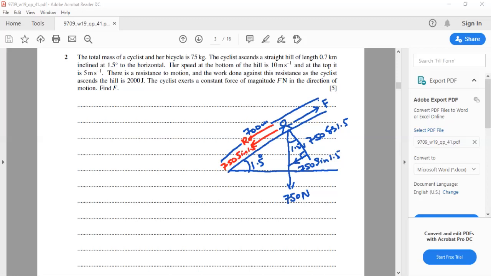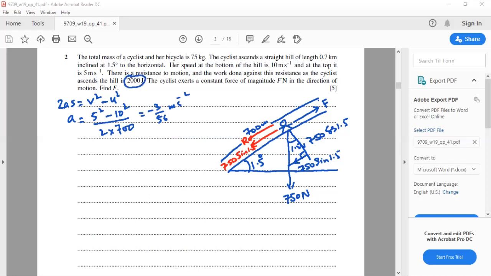First of all, let's go for the acceleration. 2as is equal to v square minus u square. So acceleration is equal to v square minus u square over 2s, and it's given that at the top the speed is 5 and at the bottom the speed is 10. So 5 square minus 10 square divided by 2 times 700, and this gives us minus 3 over 56 meters per second square.